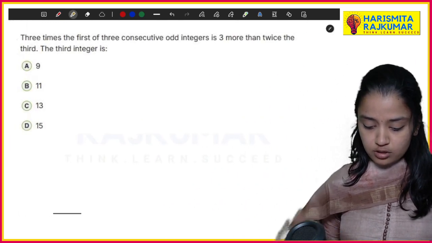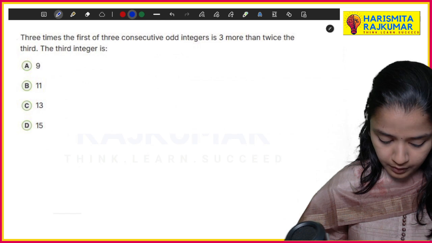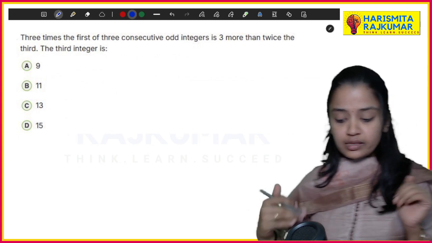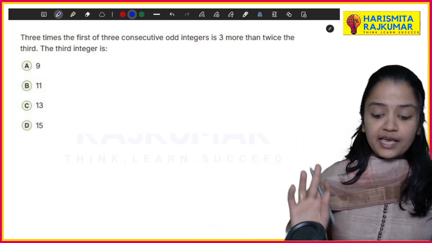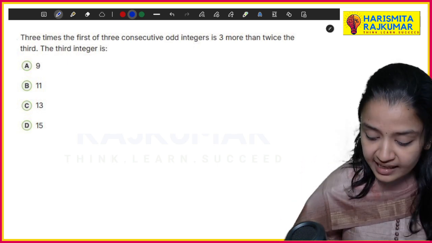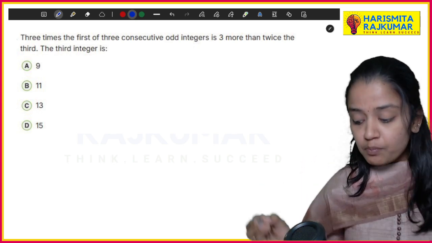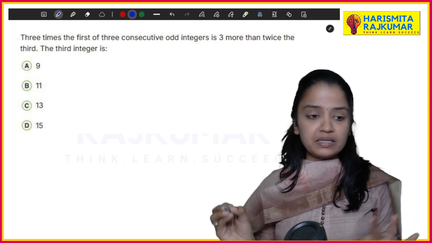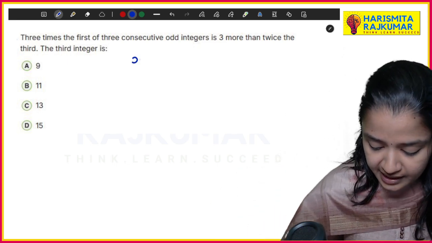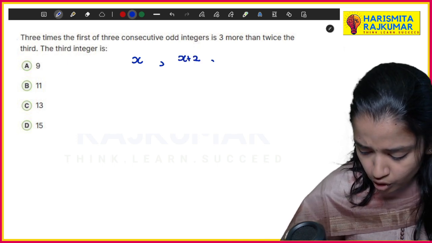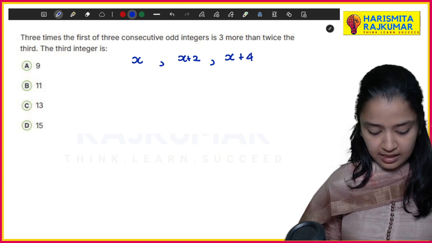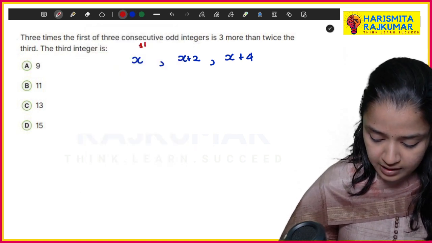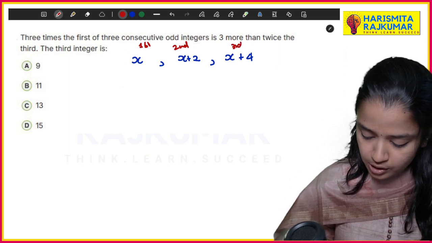Now let's go to the next question. When you see 3 times, we have learned the consecutive numbers, right? So this is a different type of it. 3 times the first of 3 consecutive odd numbers is 3 more than twice the third. So let us write 3 consecutive odd numbers: x, then x plus 2, then x plus 4. So this is nothing but 3 consecutive odd numbers. Here this is your first, this is your second number, and this is your third number.